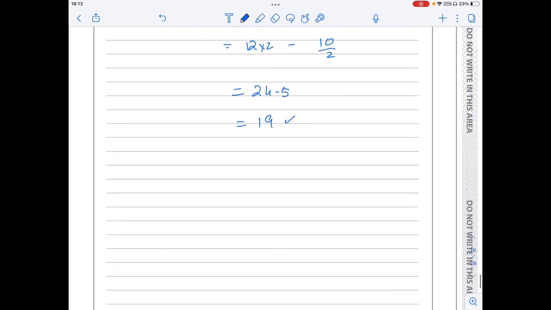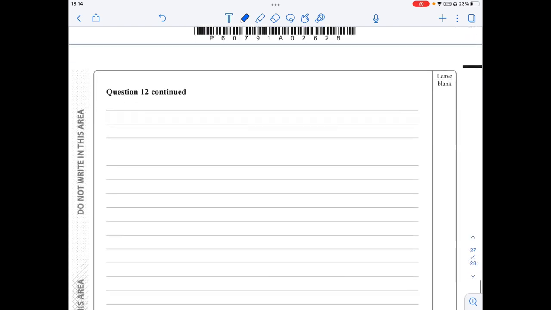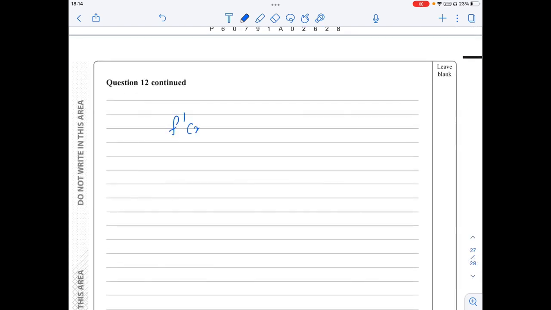So once I know the gradient is 19, the equation is y minus y1 equals m times x minus x1. So y plus 2 equals 19x minus 76. So y equals 19x minus 78. Now find f of x. So f prime x has been given as 3x power 3 upon 2 minus 10x power negative 1 upon 2. So integrate on both sides.